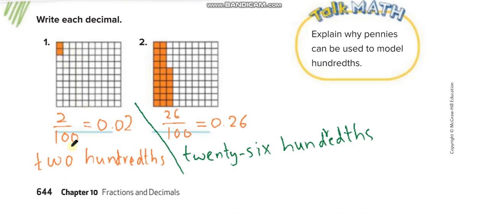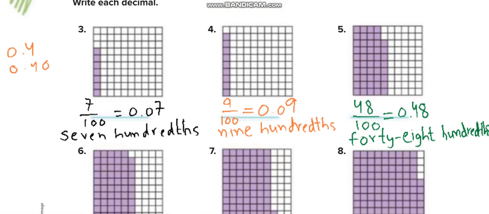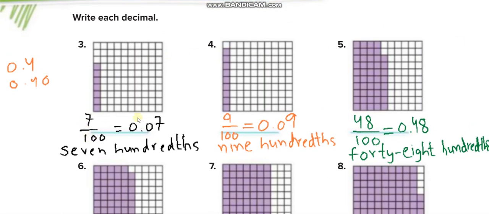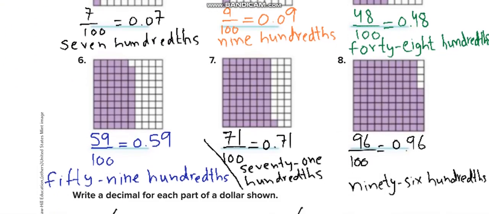Okay, this one now, 2 are shaded out of 100. So 0.02, 2 hundredths, 2 at the hundredths place. 26 are shaded out of 100, so 0.26, 26 hundredths. Similarly, guys, here in independent practice, solve all these questions, write their fractions, their decimals, and their word forms, and then match your answers through this video.